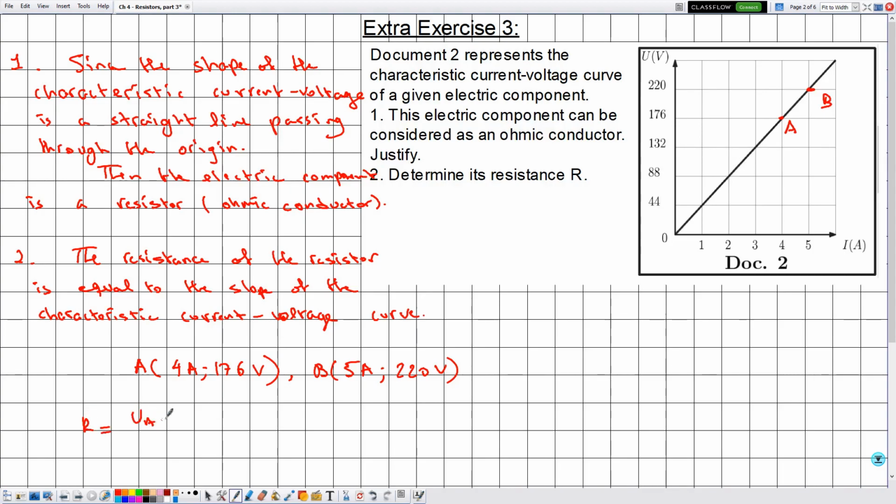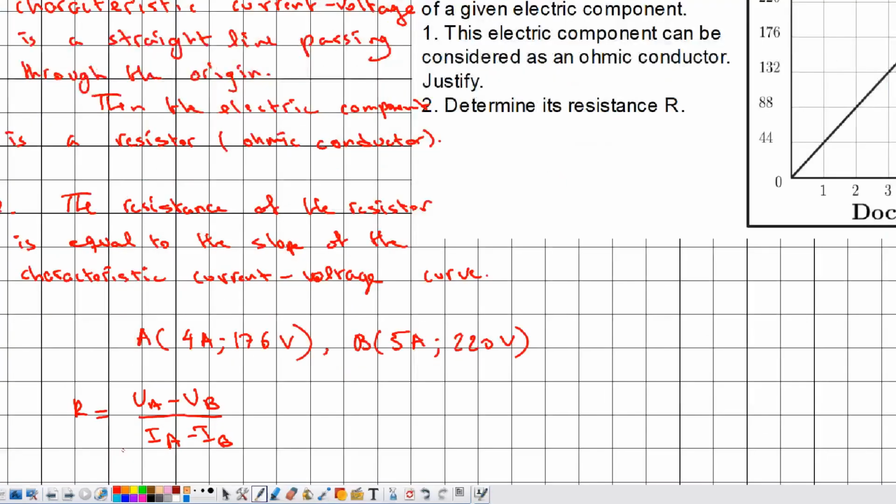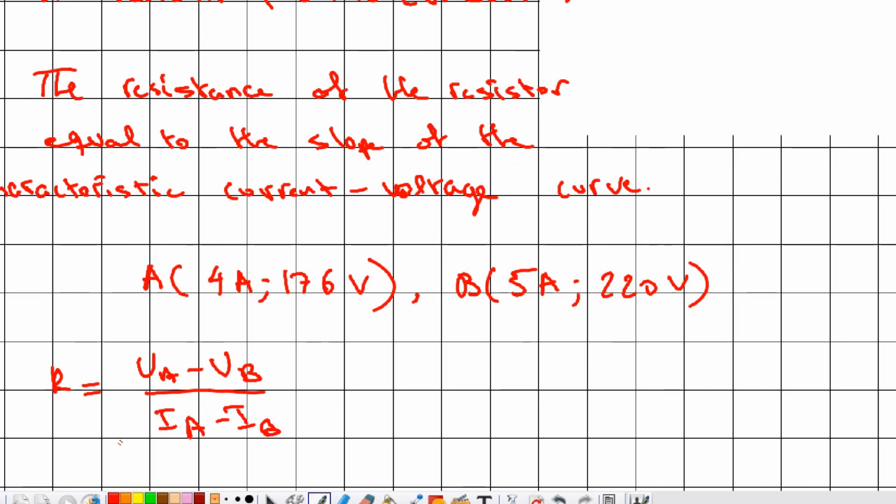by UA minus UB divided by IA minus IB. So independent of which point we start with, the important thing is if in the numerator we started with A, then in the denominator we start with A, and if in the numerator we have ended with B, then in the denominator we will end also with B.